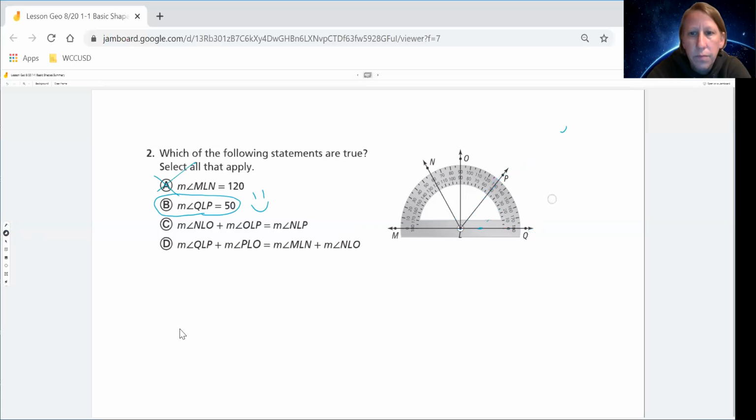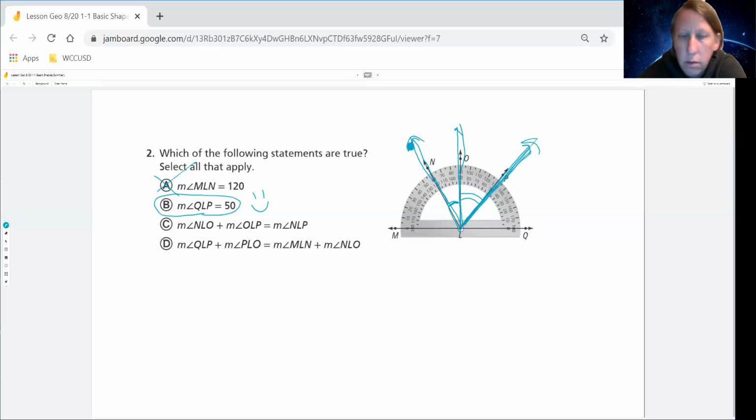Let's look at these last two, see if they're right. We have the measure of angle NLO, from N to L to O. We want to add to that the measure, so this number in here, whatever number that is, we want to add to that the measure of angle OLP, from O to L to P. Okay, and the question is, would those two numbers, this one and this one, add up to the measure of angle NLP?